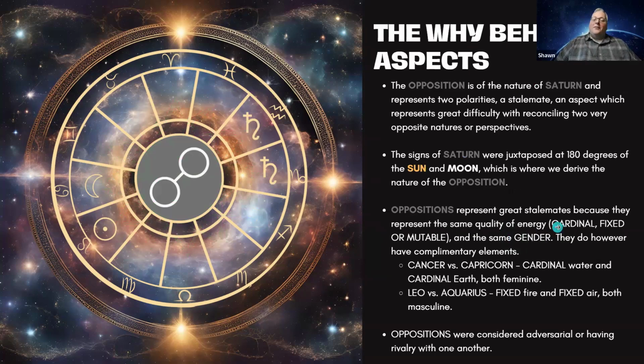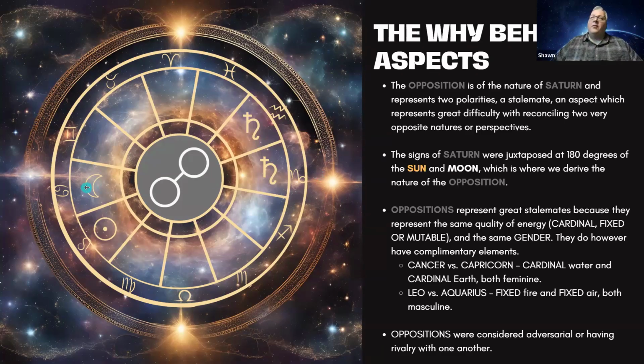Lastly, we get to talk about our friend Saturn again. And here we have the nature of the opposition because of the lights, the sun and the moon opposing the darkness in Capricorn and Aquarius. The opposition represents two polarities, a stalemate where there's equal and opposite forces at work. It represents great difficulty and oftentimes where there's no progress that can be made, where that stalemate doesn't allow either side to really move because of that opposite nature or perspective.